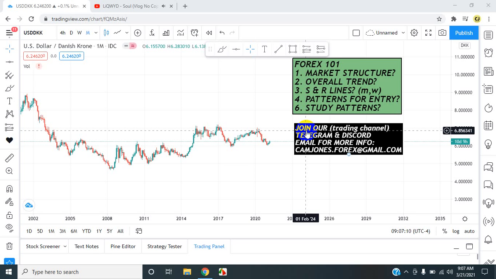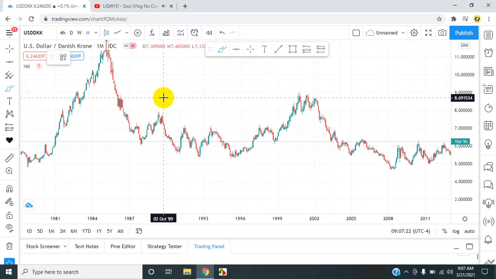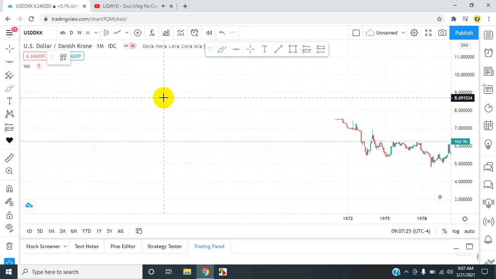Let's pick up for business. Okay everyone, we are checking out USD/DKK, the Danish krone. Let's take a look and see what's going on with the market. Let's grab our red marker and start our market structure.